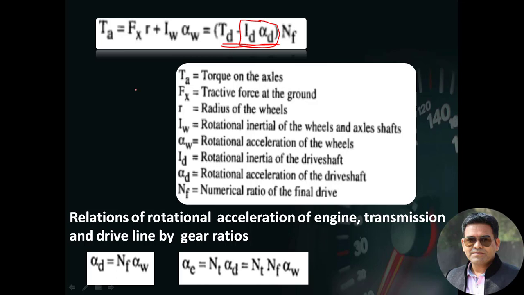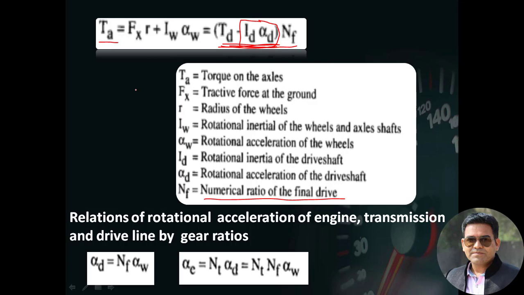In the final drive, we are very well aware of the construction. It has a pinion and the crown gear, and in the final drive again we are trying to amplify the torque. So the total torque at the axle can be amplified with the help of the final drive gear ratio. Here NF indicates the final drive gear ratio. You can call it the transmission ratio, the gear ratio, or the numerical ratio of final drive, all are the same. So I hope it is clear. This term is very simple to understand, as we have done in the previous case.